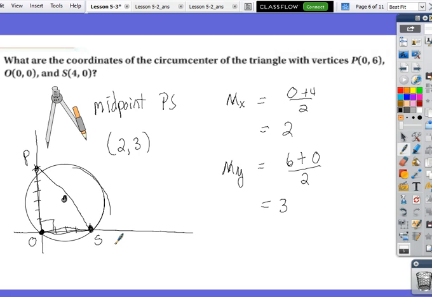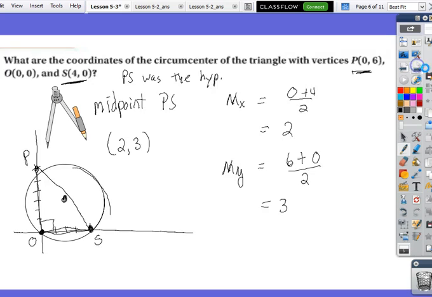Yes, ma'am? How do you know which points to use for the X and Y? You have to use the endpoints of the hypotenuse to find the circumcenter. That's why we identified PS as the hypotenuse, so that we were finding the midpoint of PS. So we used P and we used S, because PS was the hypotenuse. Does that make sense? Good.